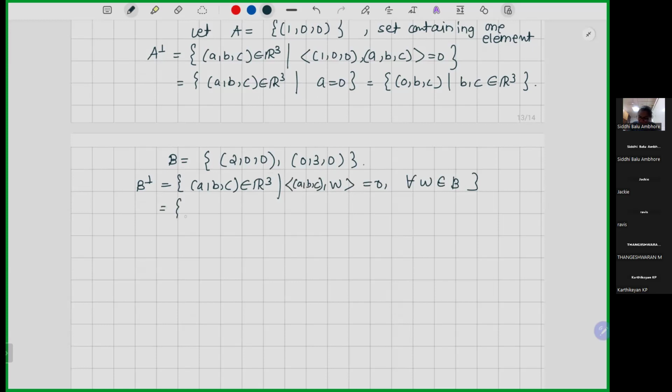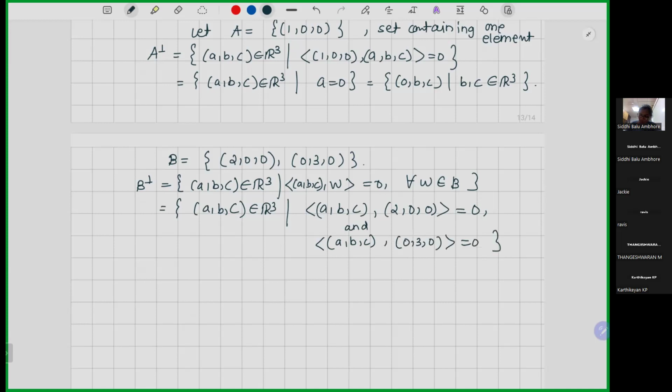I mean, you will get what I'm writing here. Maybe it is a bit clumsy, but yeah. For all W in B. For all W in B means what? Since B has only two elements, it is specifically (a, b, c). Please understand that we are in R, so we don't care about which coordinate we are keeping the elements and so on. And (a, b, c) should satisfy both these inner products to be 0.